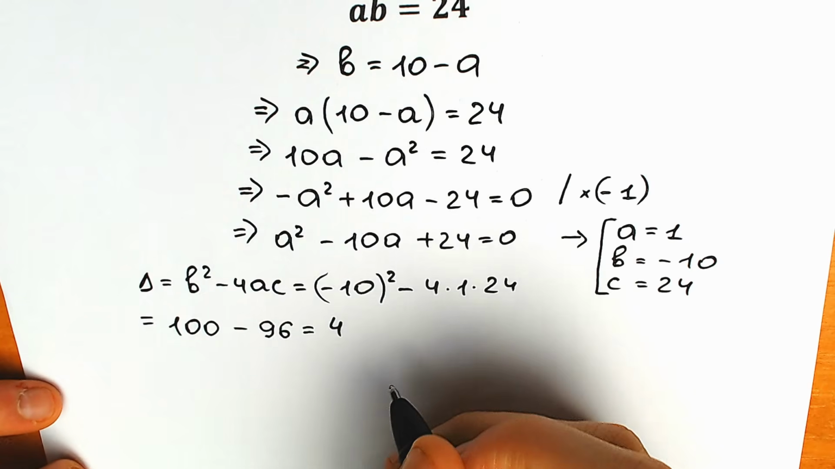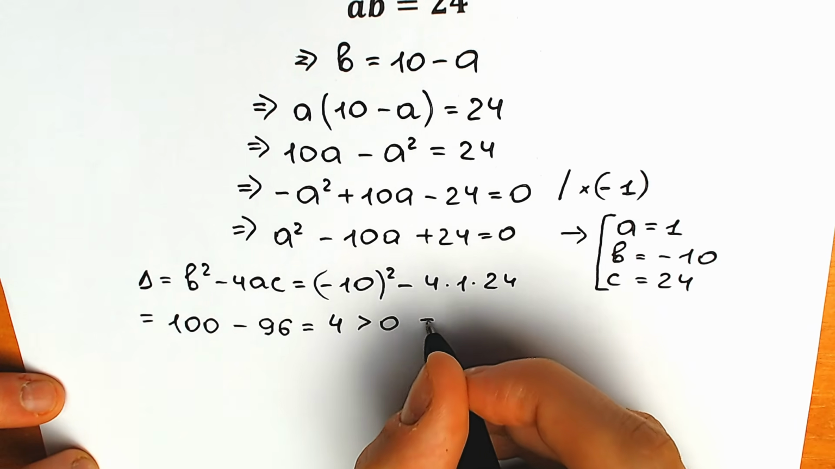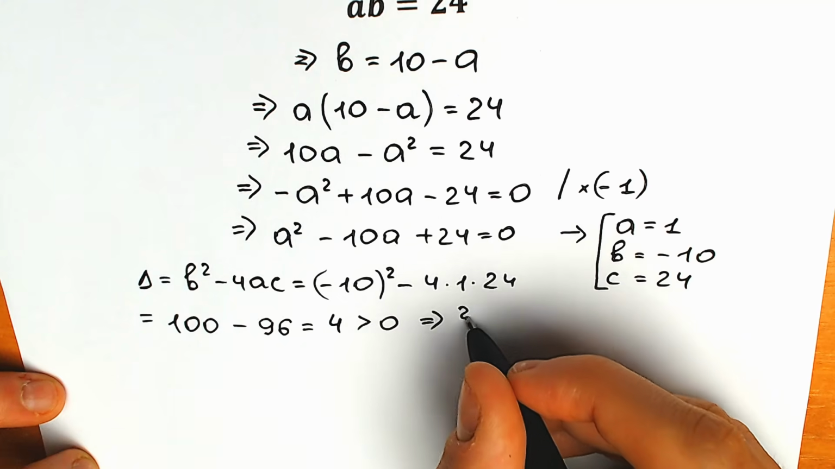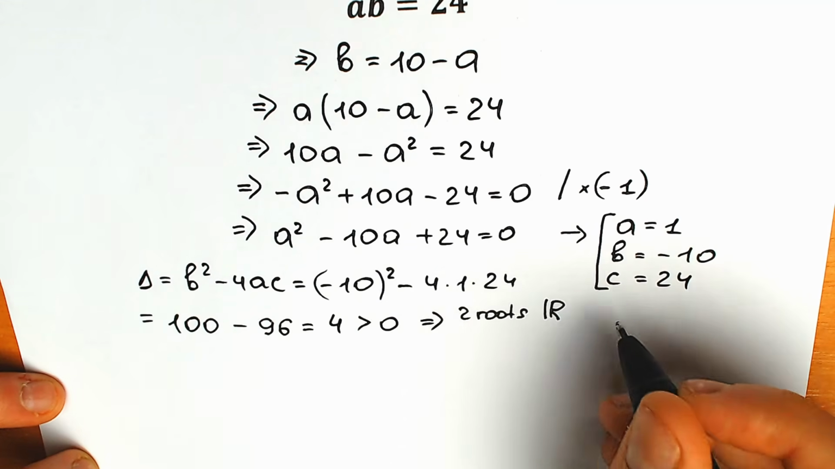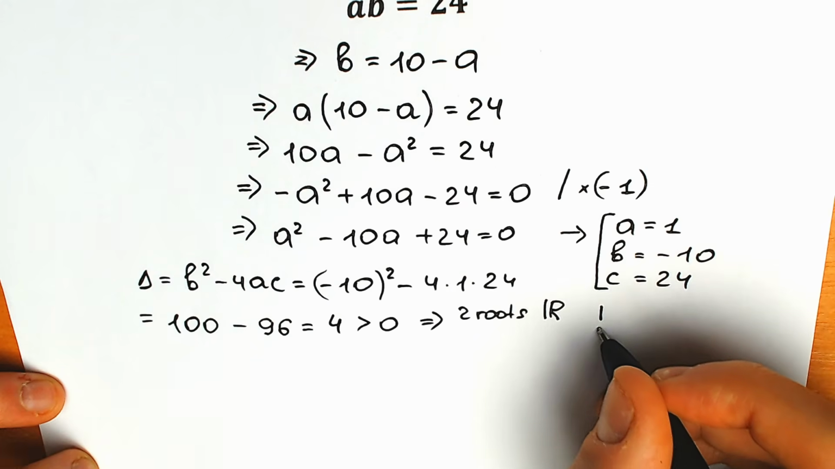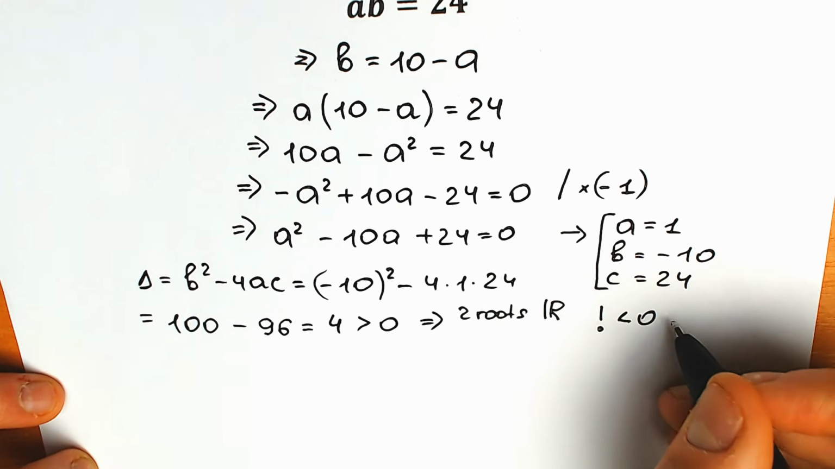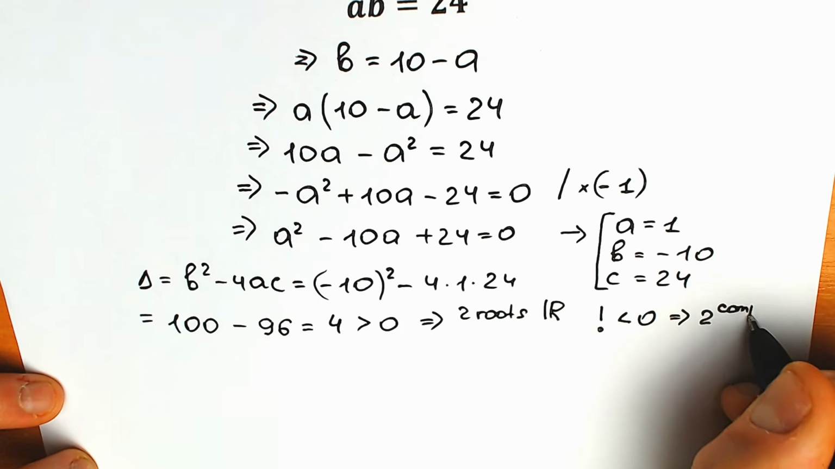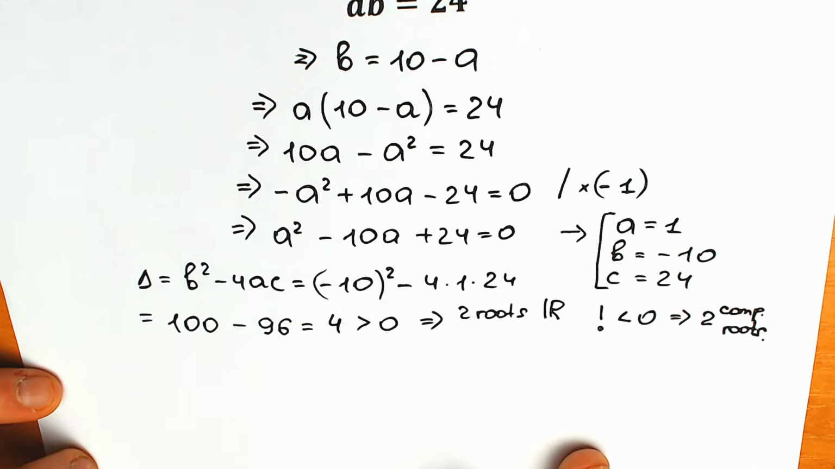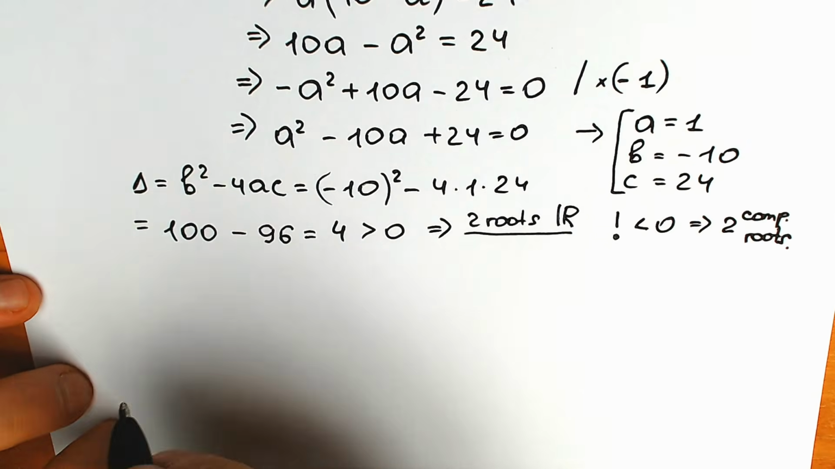And this is an extremely great discriminant for us, because it is positive. So it implies that we have two roots, and moreover two real number roots. Sometimes we have a discriminant which is less than 0, which means we have two complex roots. But in our case we have a positive discriminant, so we have two real number roots. So let's solve for these real number roots.